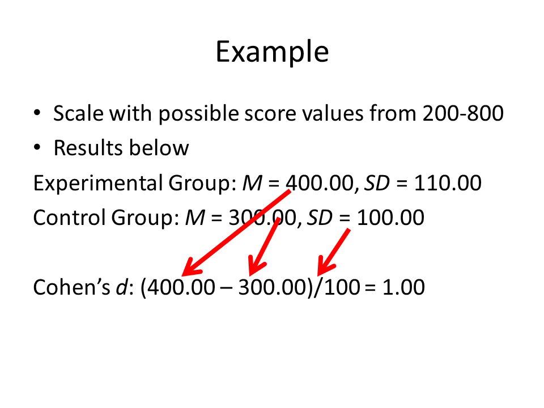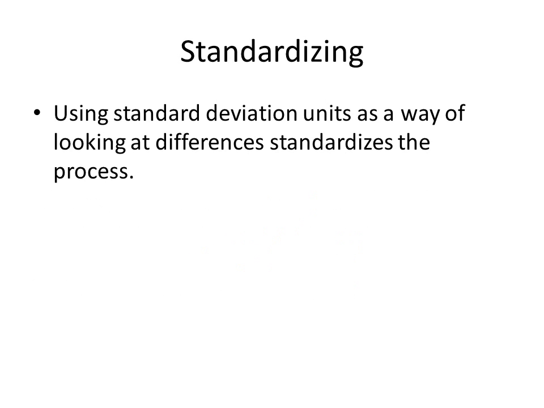Now, the reason that this standardization occurs is because d expresses difference in terms of standard deviation units, which usually range from 3 below to 3 above the mean. And so using standard deviation units as a way of looking at differences standardizes the process.